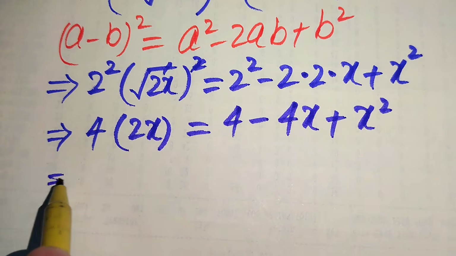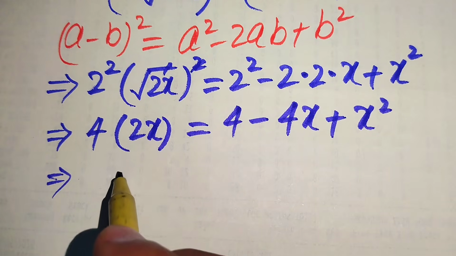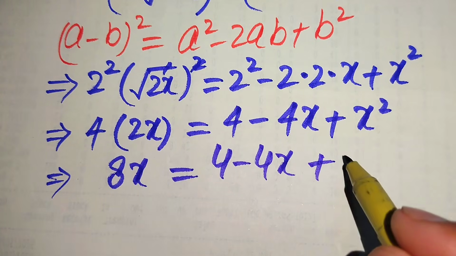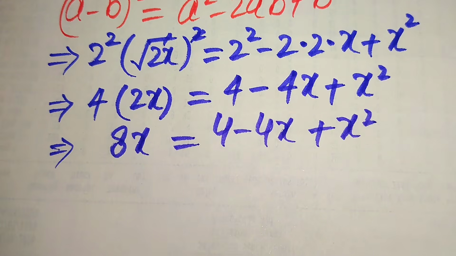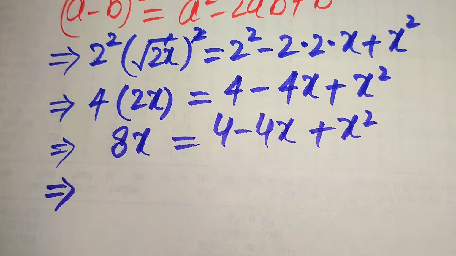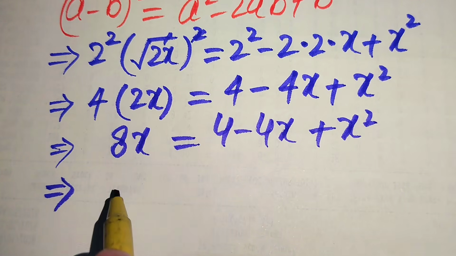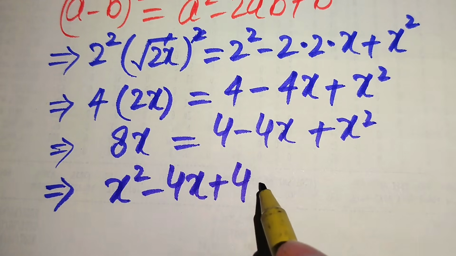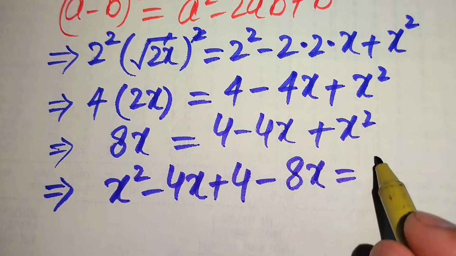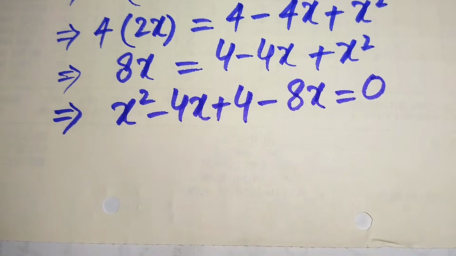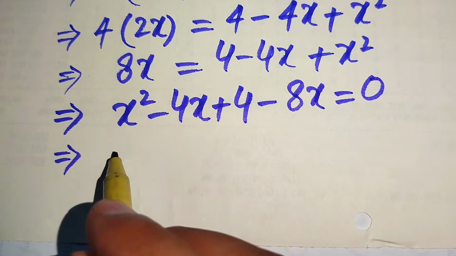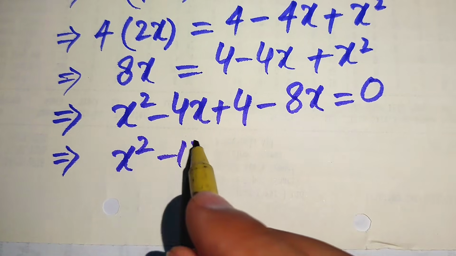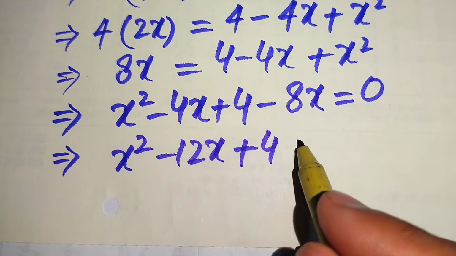And now further, 4 times 2 becomes 8x is equal to 4 minus 4x plus x square. And now in the next step we move the term 8x from the left hand side to the right hand side, and we get x square minus 4x plus 4. This positive term becomes negative 8x, and this whole equation is equal to 0. And now x square minus 4x minus 8x becomes minus 12x plus 4 is equal to 0.